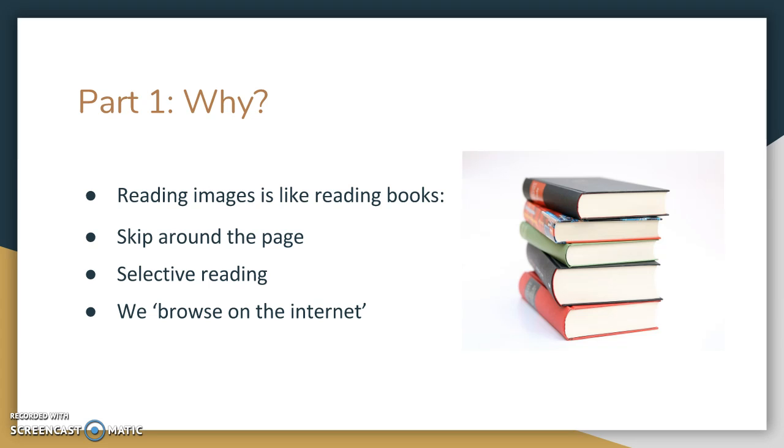So this is called selective reading. And Mullen says that when people look things up on the internet, they browse the internet for a reason. They're basically doing selective reading. So not only is this how we typically read today, but it's also how people get their information.